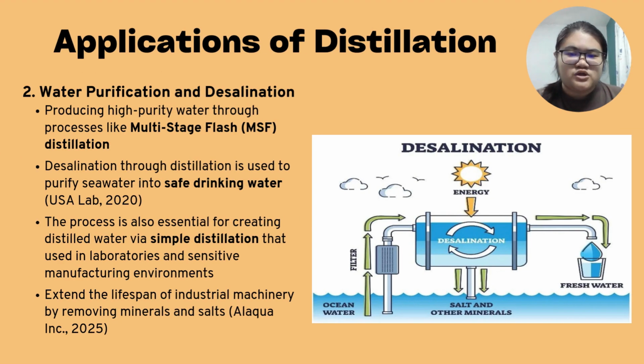The second application for distillation is water purification and desalination. Distillation serves as a critical method for producing high-purity water through processes like multi-stage flash distillation for both human consumption and industrial use. In regions facing freshwater scarcity, desalination through distillation is used to purify seawater into safe drinking water.